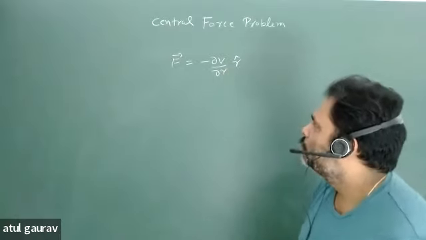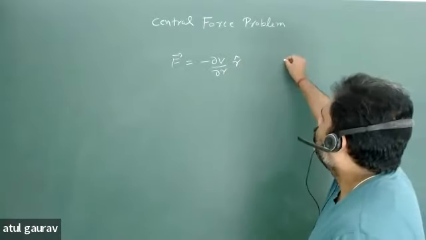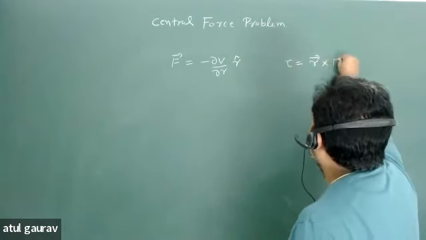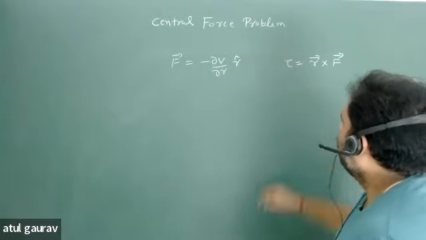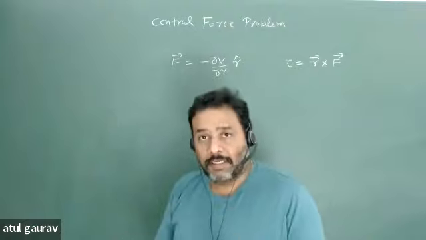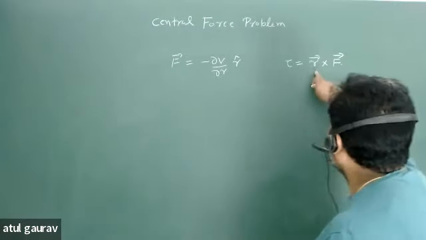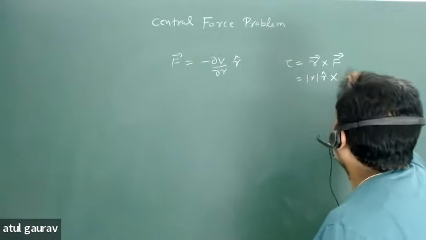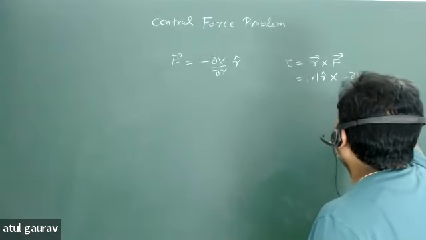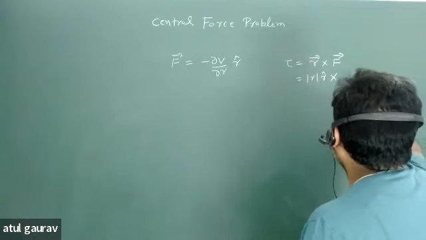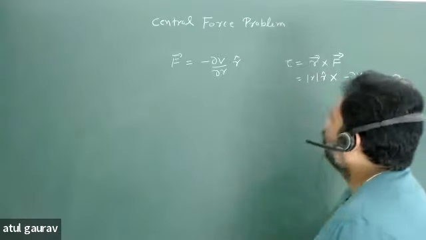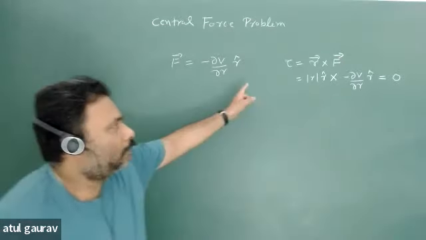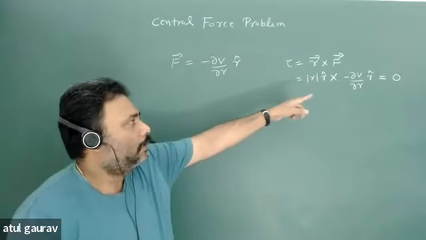So if this is my force, then what will be my torque? That is nothing but R cross F. And in a polar coordinate, even in a spherical polar coordinate I am talking about, this R can be written as mod R R cap cross minus del V upon del R R cap. So R cap cross R cap, that means this value is equal to what? 0. So whenever you have central force, the torque acting on that particular particle is actually 0.